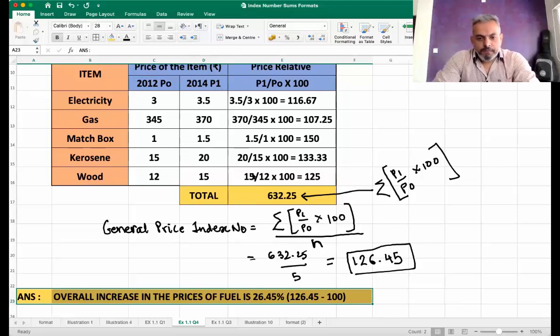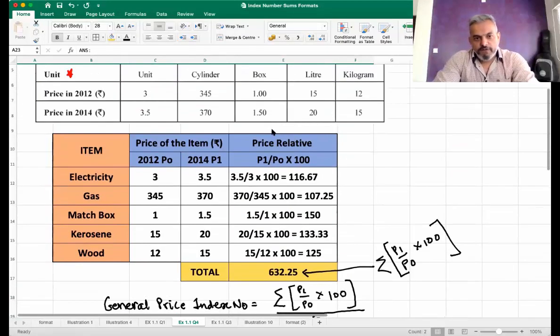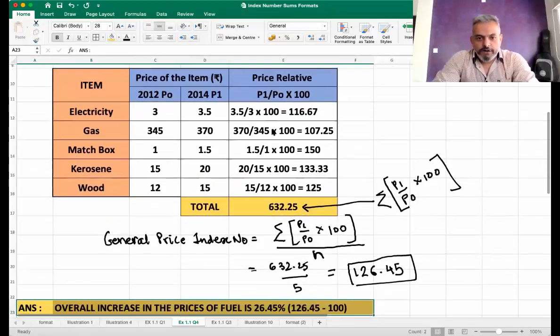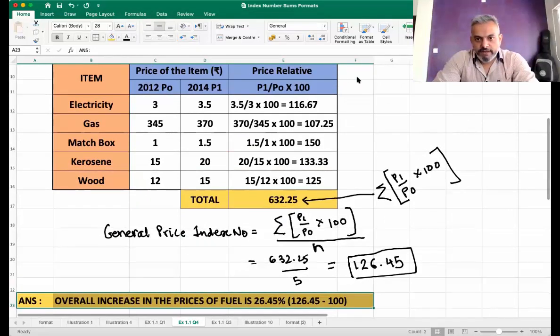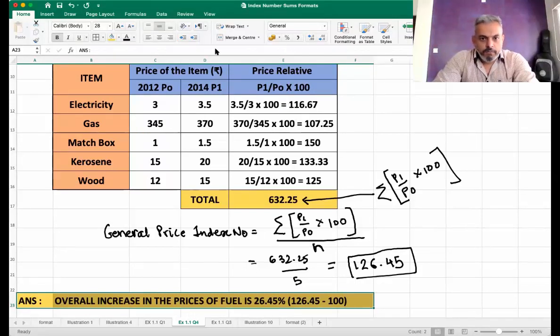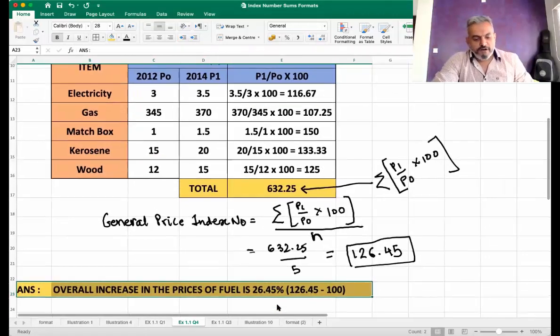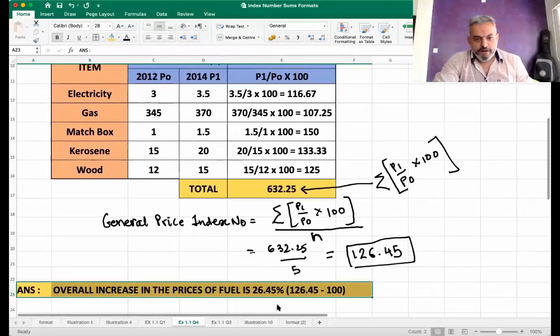So now this is basically the concept of a general price index number. All of you understood this? Any doubt in this? No. Nothing. Okay. Now we will do one more sum based on the similar concept of a general price index number, that is question number 3.